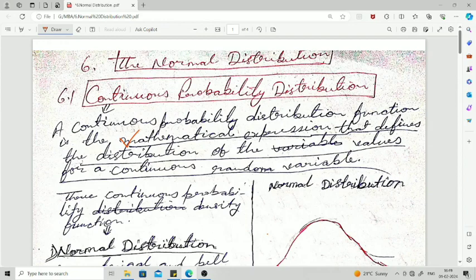Now this one, it is a mathematical expression that defines the distribution of values for a continuous random variable. It means that for any kind of random variable, and particularly here written continuous random variable, this is the distribution of values, means how values are distributed. So how values are distributed can be represented by using a mathematical expression. Okay, and that mathematical expression is nothing but the continuous probability distribution. It means how values are distributed. Okay, that is continuous.